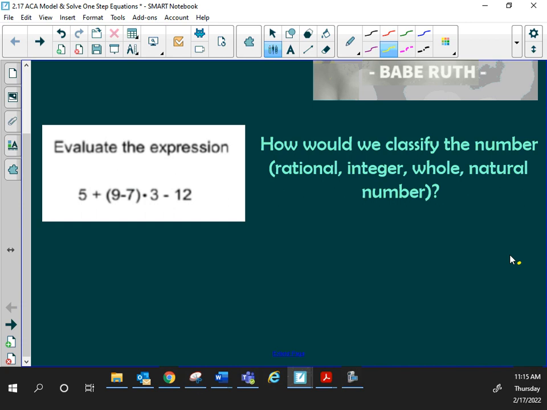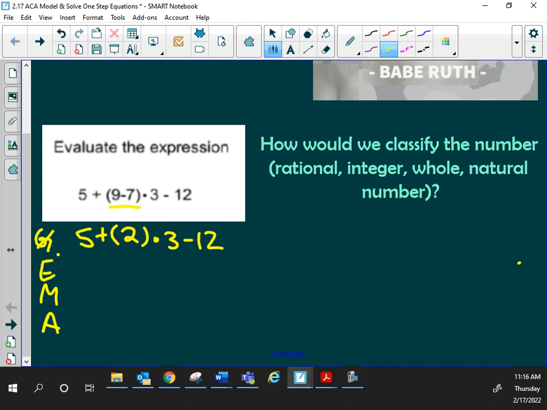Okay, my class, what is a helpful tool to help us solve this correctly, class? Gemma. Okay, we're still getting people not even using that checklist whatsoever. So the G stands for grouping. So let's do that first. 9 minus 7 is 2. I'm rewriting everything else. 5 plus 2 times 3 minus 12. Okay, am I done with grouping? Yes.